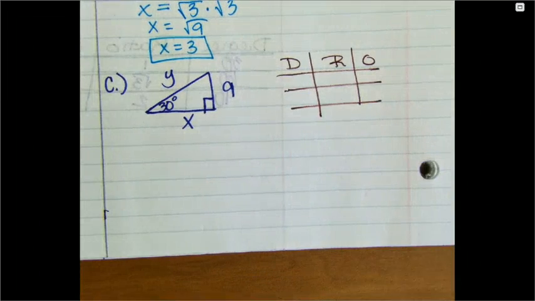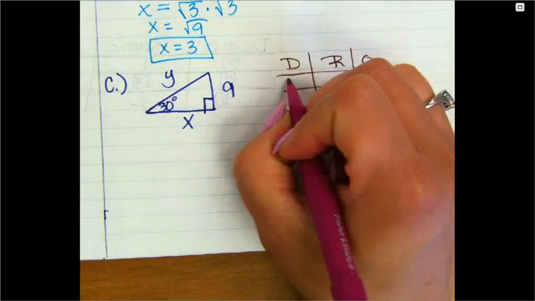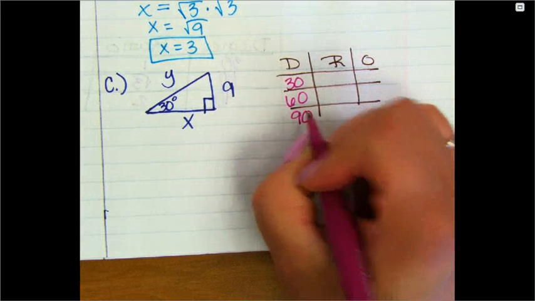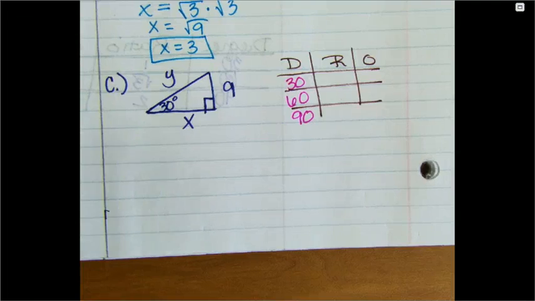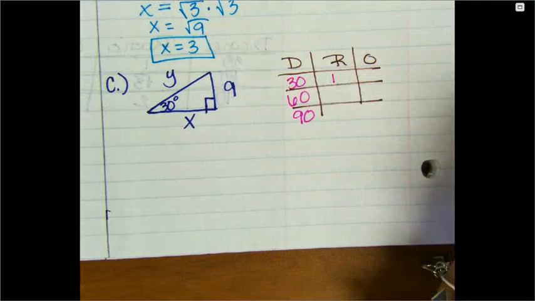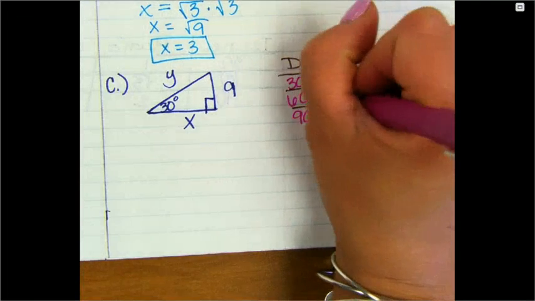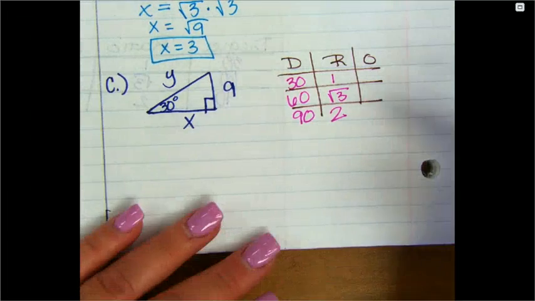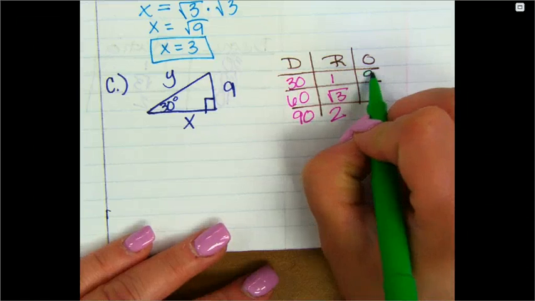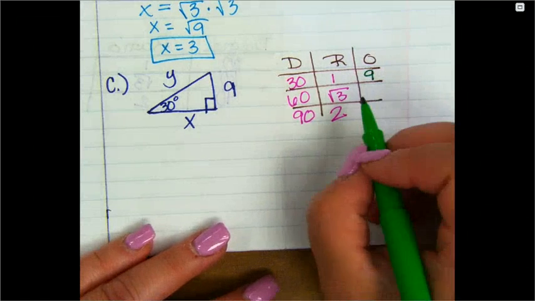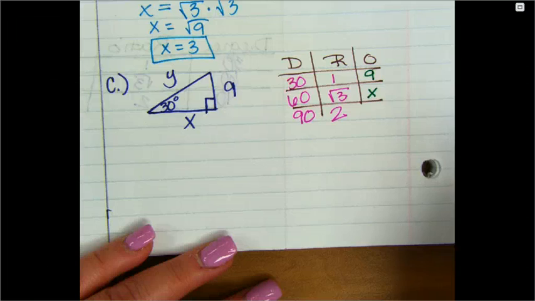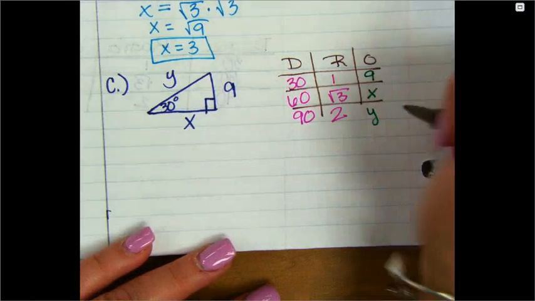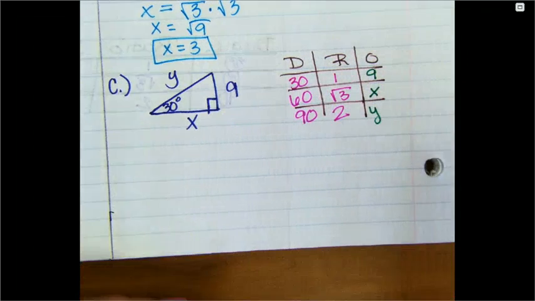What's your degrees? 30, 60, 90. What's your ratio? 1, radical 3, 2. Yes? Okay, opposite of 30 degrees is what? 9. Opposite of 60 degrees is what? Very good. Opposite of 90 degrees is y. Who has this right? Good. This should be easy, yes?